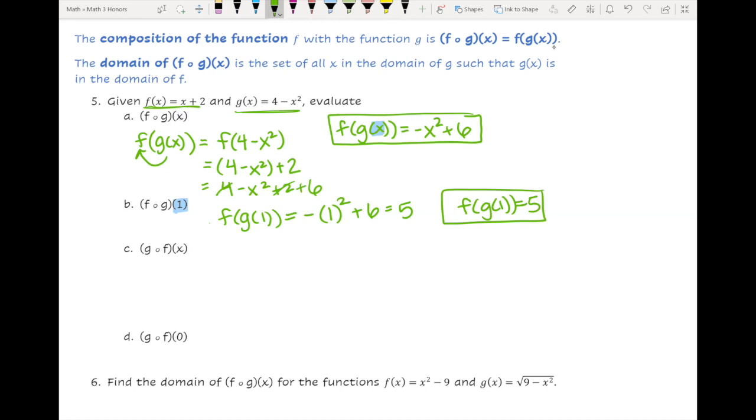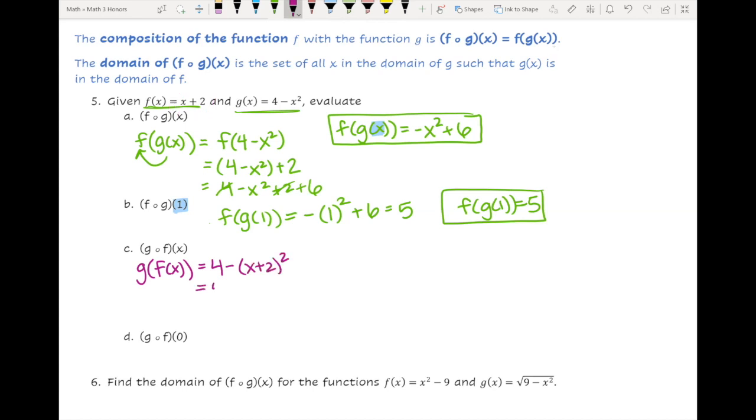They can also do this backwards. They can do g of f of x. Again, if I write this another way, it's saying g of, and then I am subbing f of x into the g of x function. So in this case, I'm going to do 4 minus, and then instead of x squared, I'm putting the entire f of x in there. So the entire x plus 2 is squared.